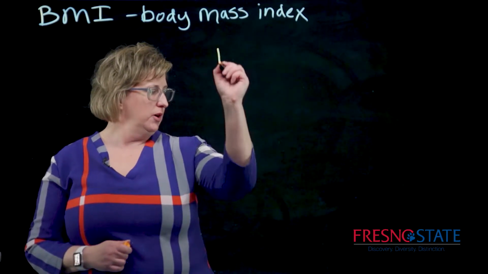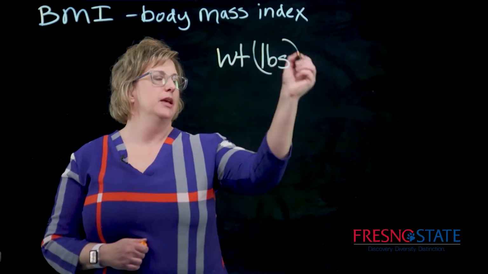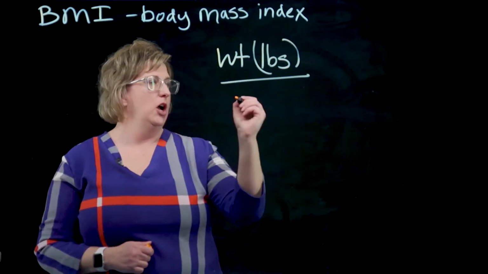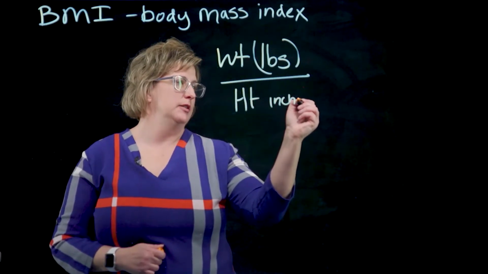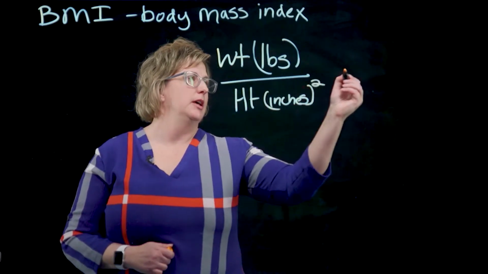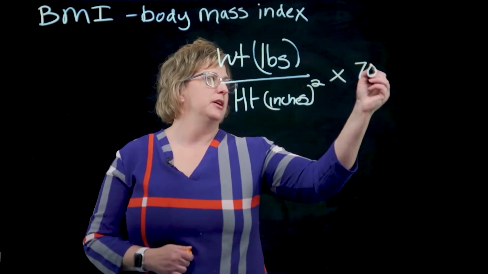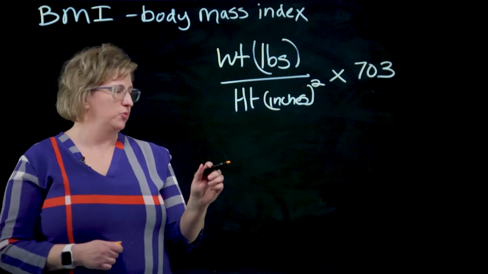It looks for our weight in pounds divided by our height in inches, and we square the inches and we multiply it by 703. So this is the most common calculation that most students will use.